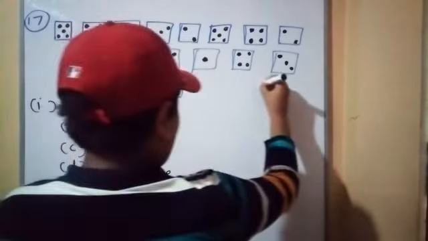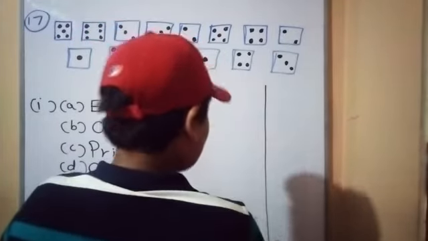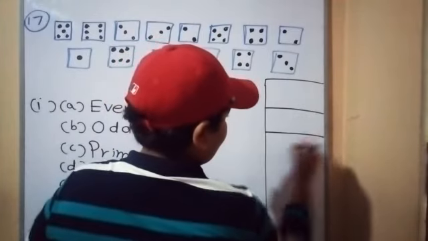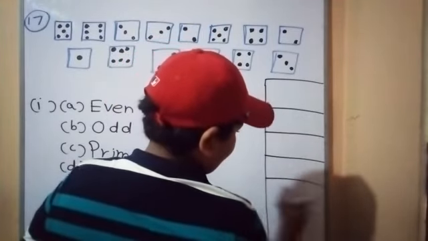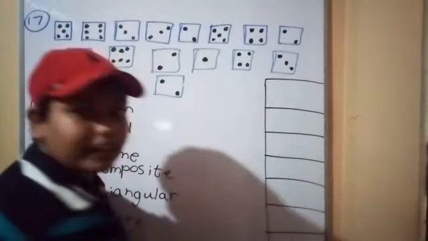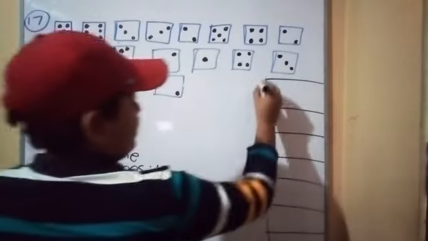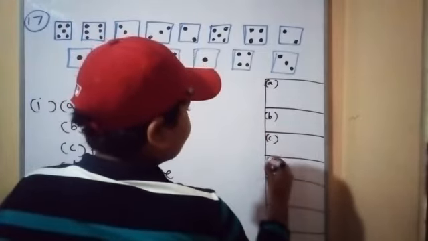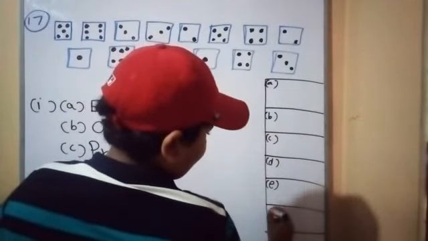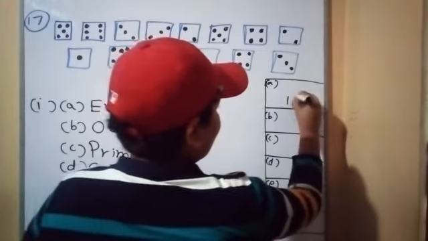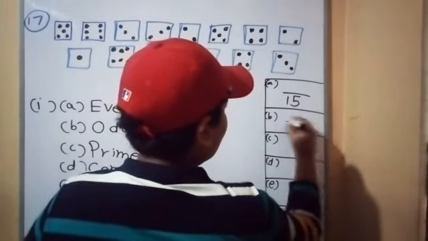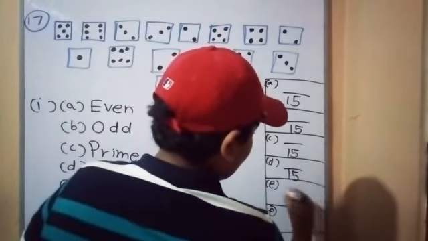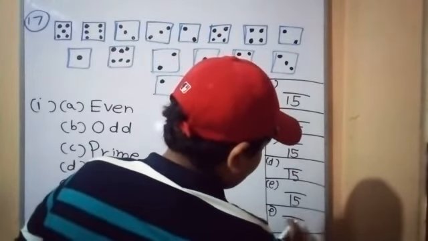Now, like this, there are A and B. I want to write the fraction also, right? I want to write the fraction: 15 in the denominator for each.